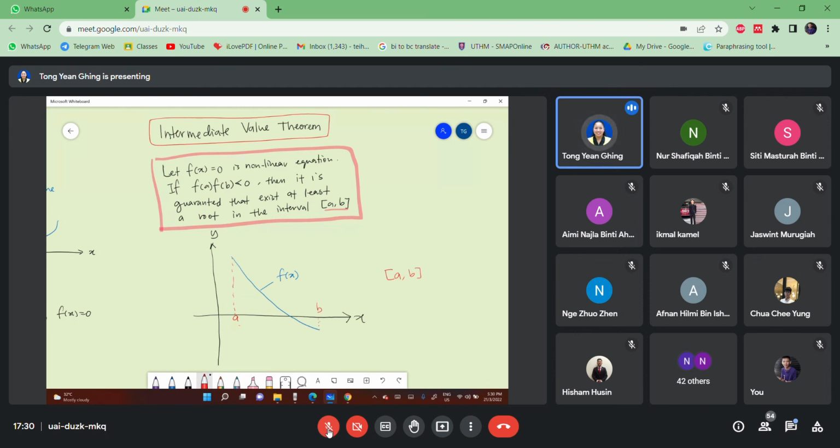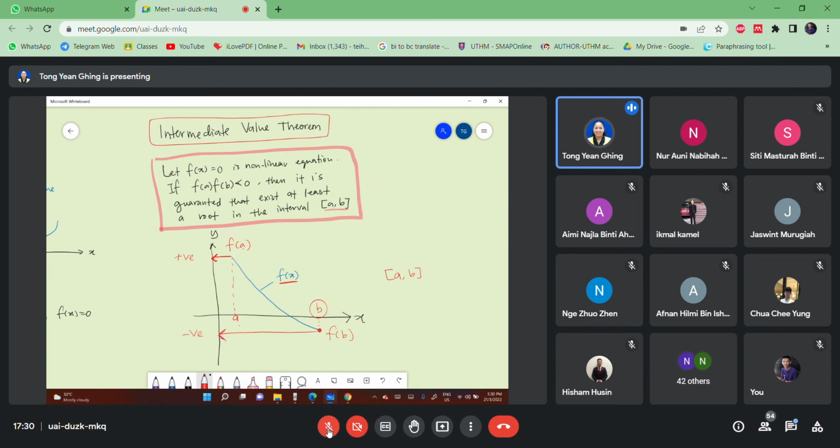Let's say we find the value of f(a). We substitute the value of x in this equation with a. Look here, this is the value of f(a). This is a positive value, right? When I substitute the function with the value of b, I get this value here. This is f(b), and this is a negative value.